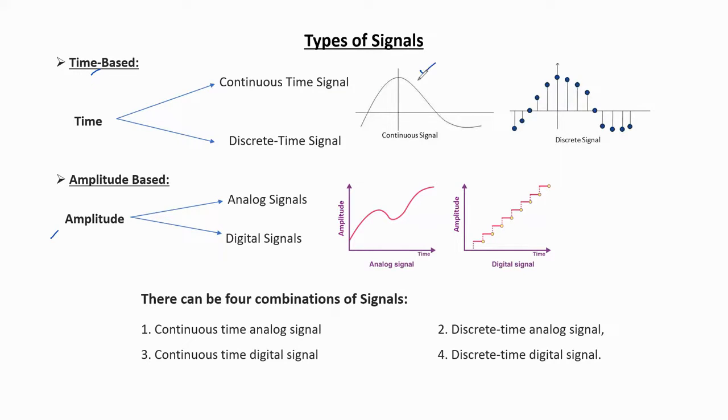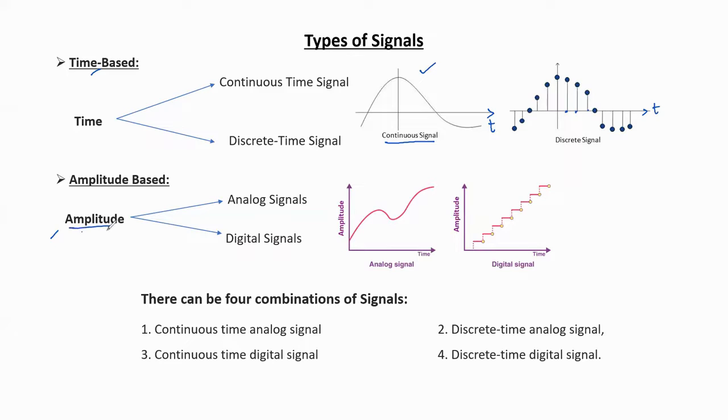Here, let us see, this is the continuous time signal. That means on the x-axis, we take the independent variable time. If we measure the values for each and every value of time on the x-axis, then we name it a continuous time signal. If we measure the values at only discrete values of time, then we name it a discrete time signal. Now let us come to the amplitude based.